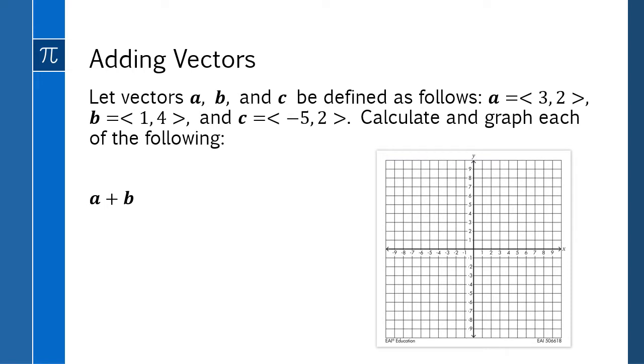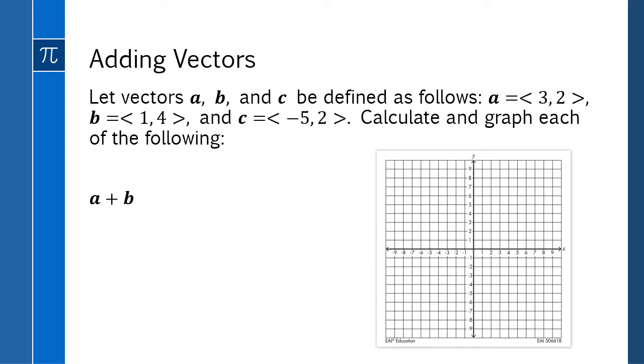So let's look at some examples here. Vectors a, b, c, and d are defined as follows. A is 3, 2, b is 1, 4, and c is negative 5, 2. We want to calculate and graph each of the following. So let's start with the calculations.